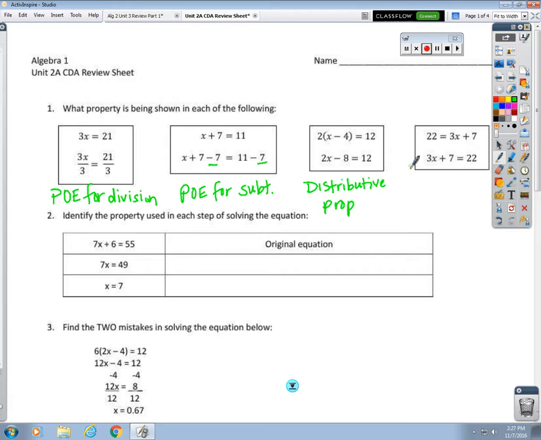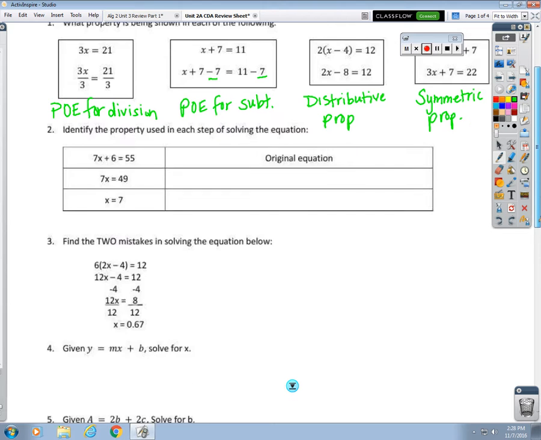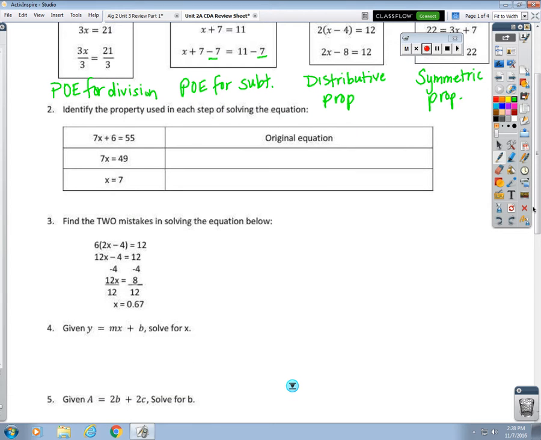And then the last box, all they did was reverse the sides, like 22 went to the right side and 3x plus 7 went to the left. That's called the symmetric property. Okay? Alright, question 2. Identify the property used in each step of solving the equation.